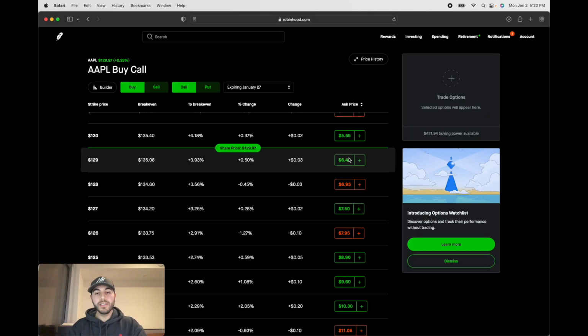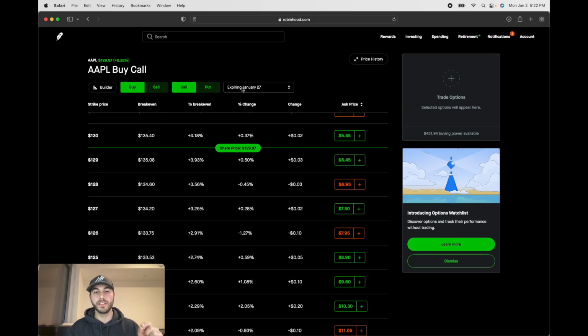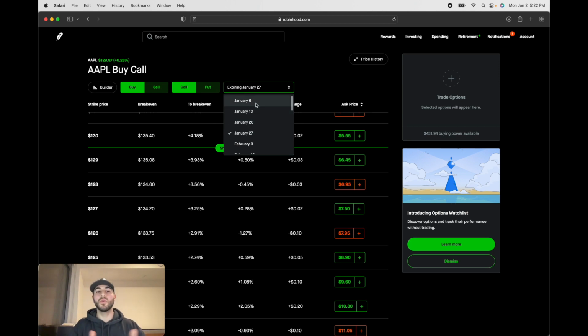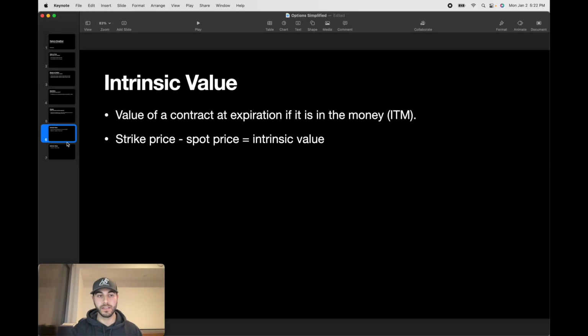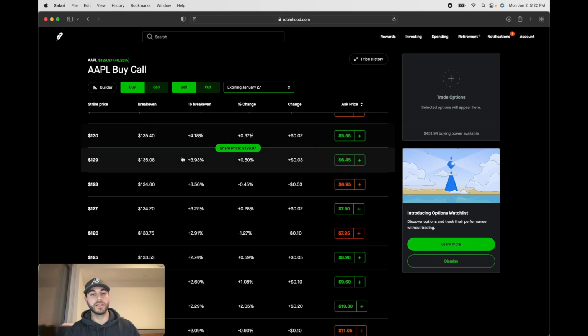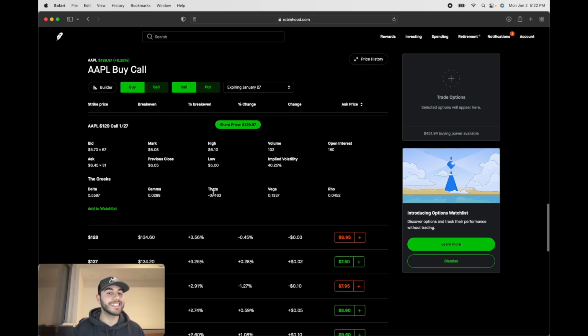Now, the reason why this is so much more expensive is because of two things. You have, first, the longer expiration. So you have about 25 days worth of value in this contract that's coming from the extrinsic value. And you have implied volatility. Implied volatility is a percentage. The percentage here is 40%. Implied volatility is the expected move that the market expects from this stock for this specific option.